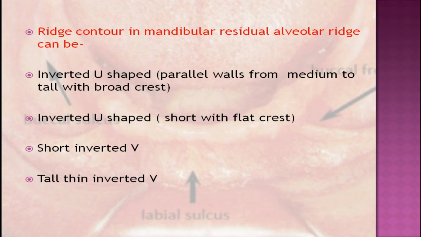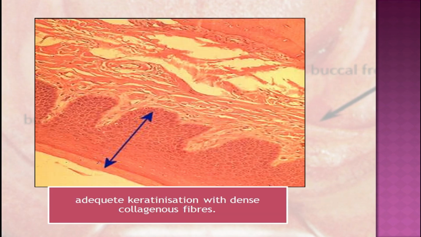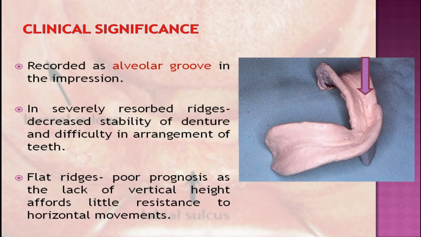Coming to microscopic structures. The mucous membrane is covered by a keratinized layer and is firmly attached to the underlying periosteal bone, similar to that of the maxillary ridge. The extent of this attachment varies considerably. When it is securely attached to the underlying bone, it is capable of providing good tissue support for the denture. Adequate keratinization with dense collagenous fibers is shown in the figure. Clinical significance. It is recorded as an alveolar groove in the impression.